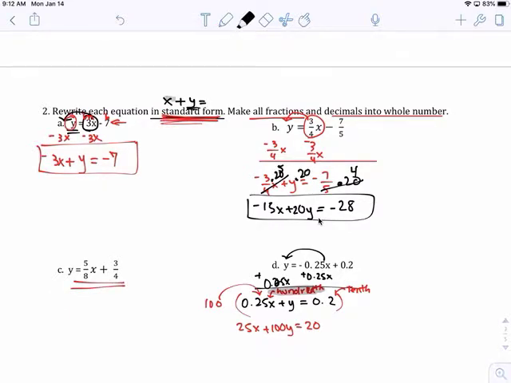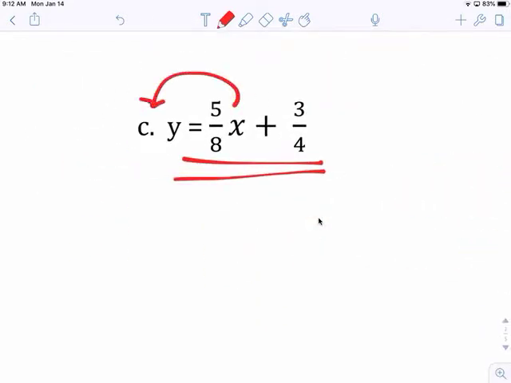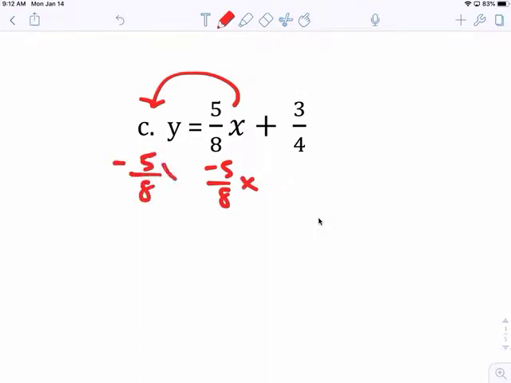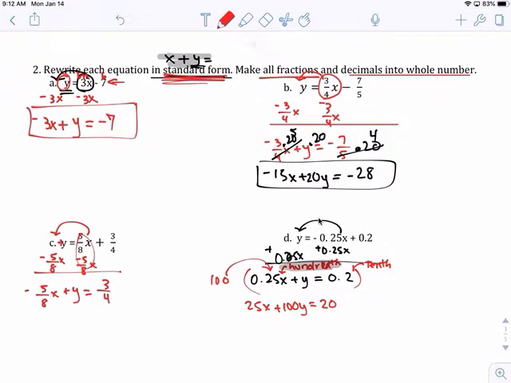Standard form, remember, is x and y are on the same side. So x is on a different side, move it over. You move it over by minusing 5 over 8x. Okay, that's 0. You get negative 5 over 8x, and that's a positive y equals 3 over 4. Now the direction says make all fraction decimal into whole numbers.